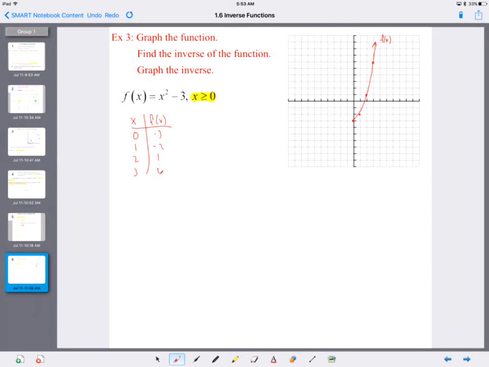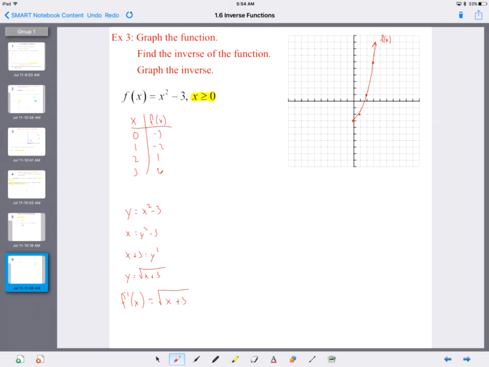Then I want you to find the inverse of the function. So we would say y is equal to x squared minus 3. Switch your x and y values. Take the square root of both sides. Now we're not going to include plus or minus because then that would not be a one-to-one function, so we're only going to do the positive. And so the inverse is equal to the square root of x plus 3.